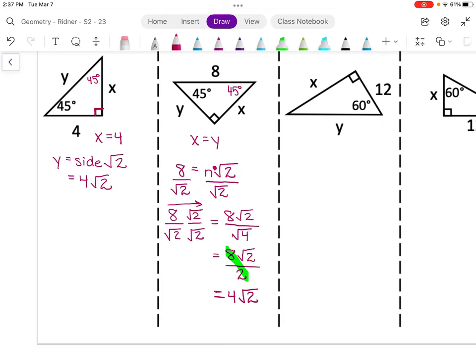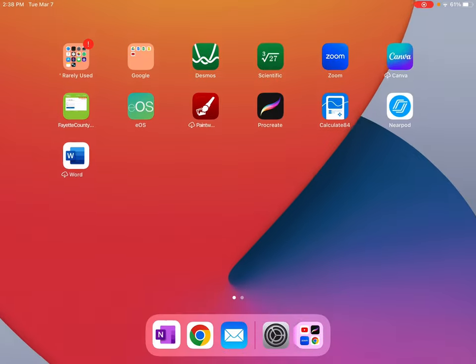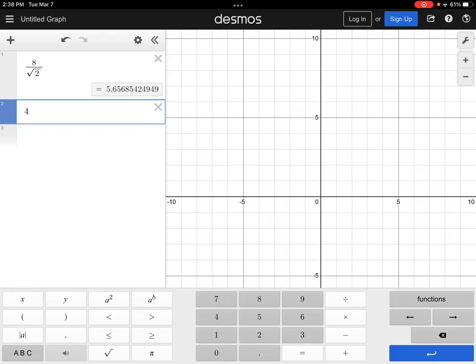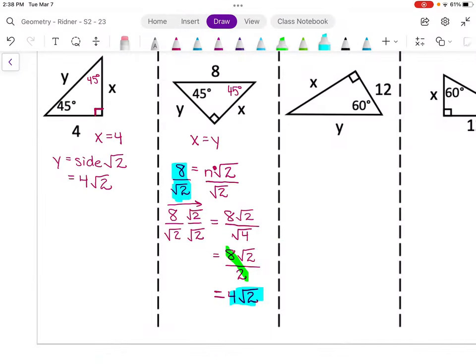To check if you are right, put this in your calculator and then put this in your calculator and see if you get the same thing. I will show you. So 8 divided by square root of 2 is 5.65, blah, blah, blah. 4 square root of 2, which was our final answer, notice those are the same decimals, so I essentially just played match the decimal to make sure that I did my math correctly, and I did.